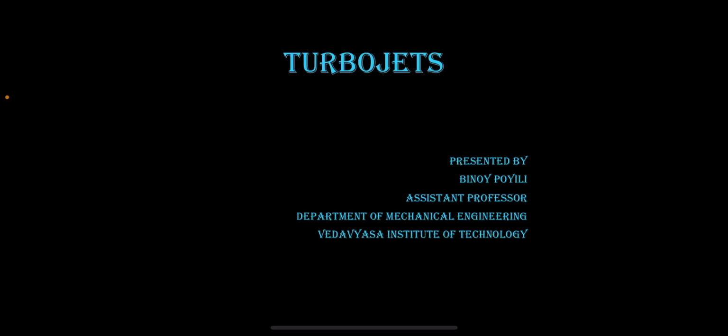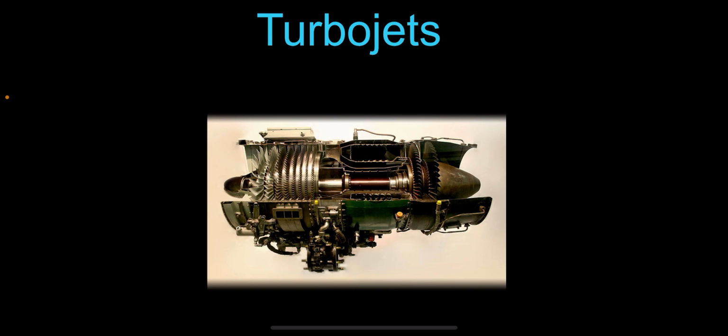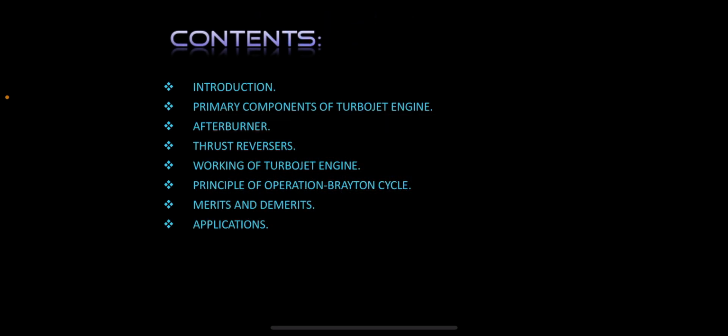The topic is turbojets. This is a representation of turbojets. This includes an introduction, primary components of turbojet engine, afterburner, thrust reversers, working of turbojet engine, principle of operation Brayton cycle, merits and demerits, and applications.